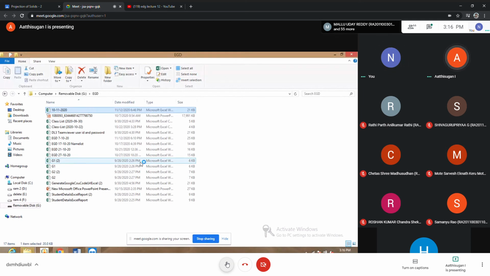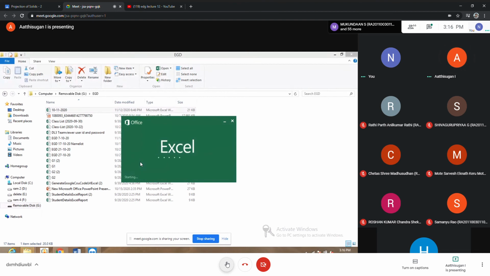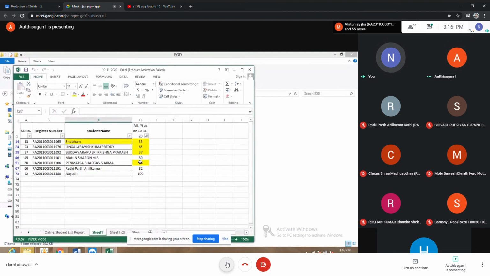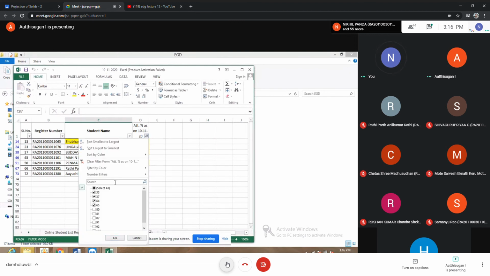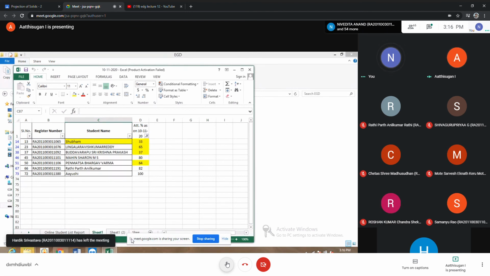You found any shortcut key or any options directly available? Okay. You just type it in our group also. Okay, some other people may also be benefited. Okay.